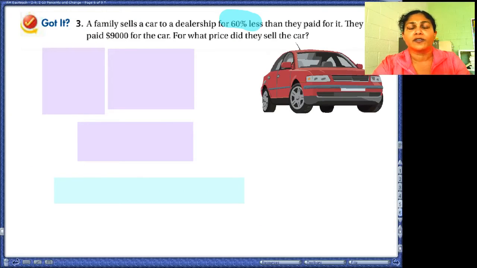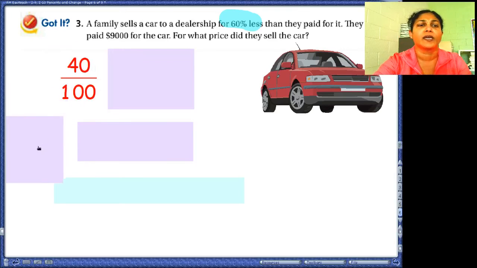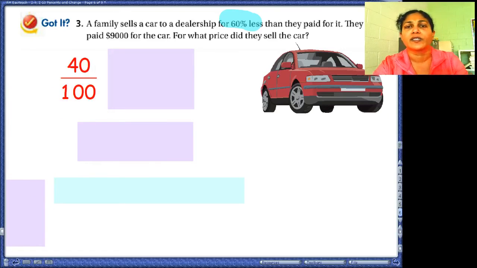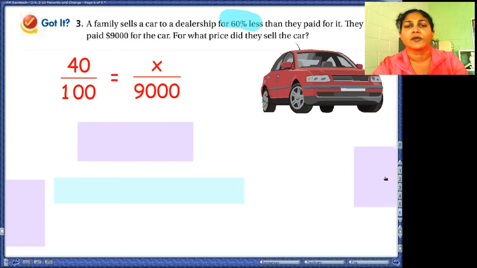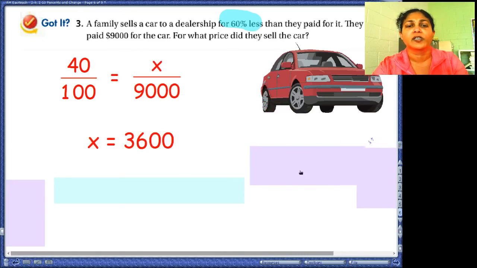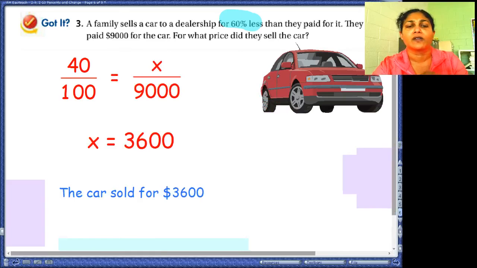I want you to try this. Remember, if you're selling a car for 60% less, then you're actually only paying 40%. And what does the 9,000 stand for? Is it the part or the whole? The 9,000 is the part. Cross multiply and solve. And remember to answer a word problem with a sentence and the correct labels.